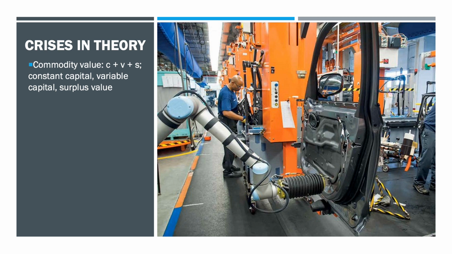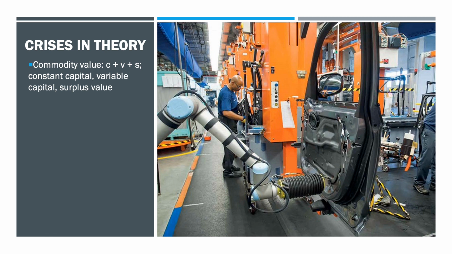Let's return to the commodity, whose value can be broken down into three components: C plus V plus S, where C, constant capital, refers to the value of all the means of production and other elements required by productive labor to create value, where V, variable capital, refers to the value of the wages of productive workers, and where S, surplus value, refers to the value of the surplus product.